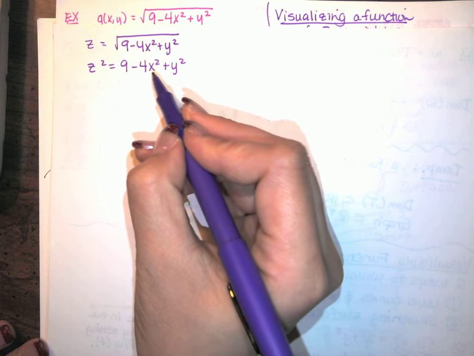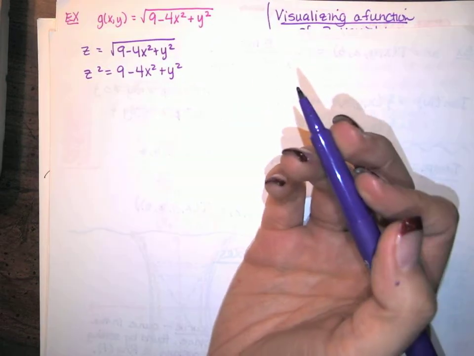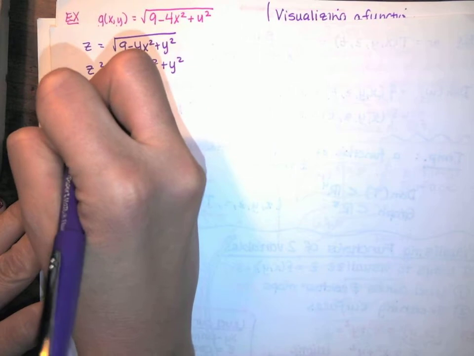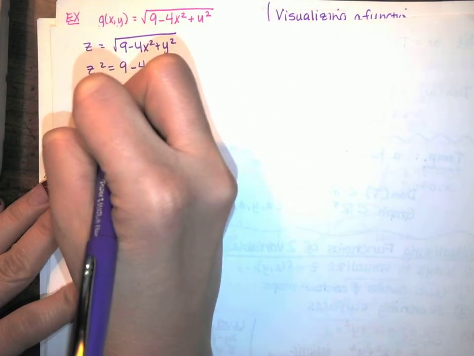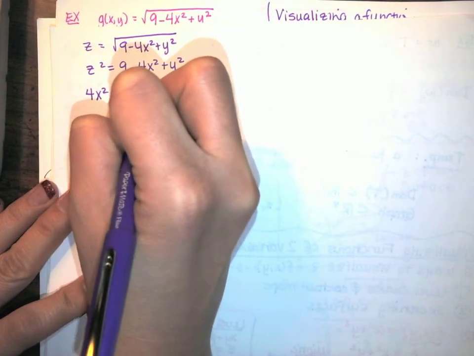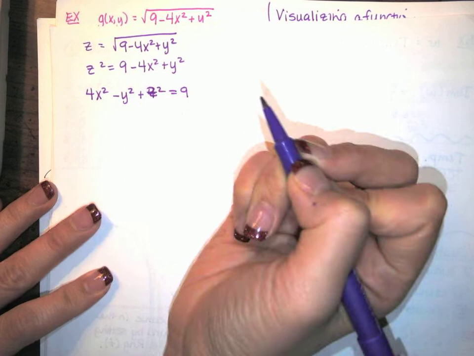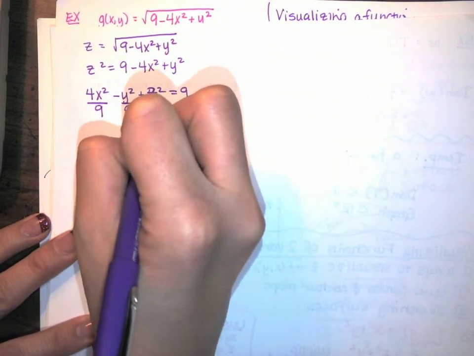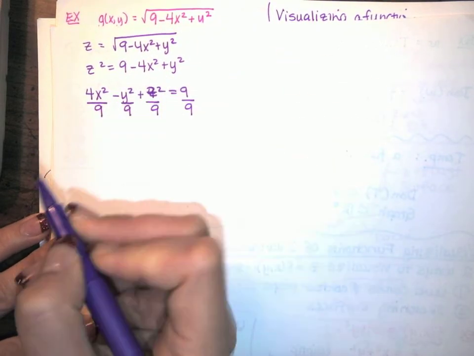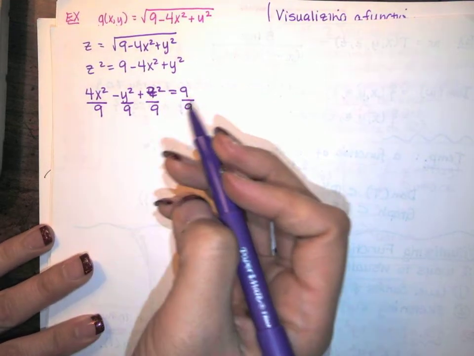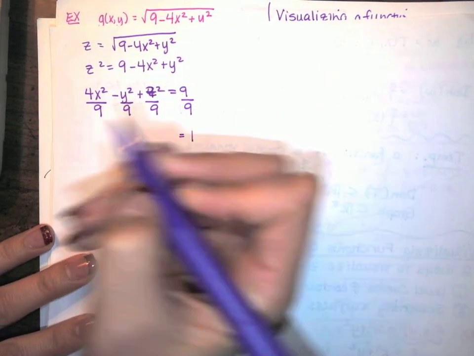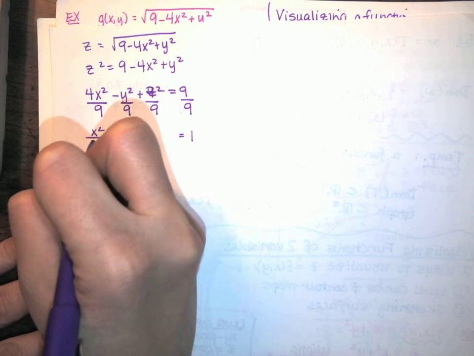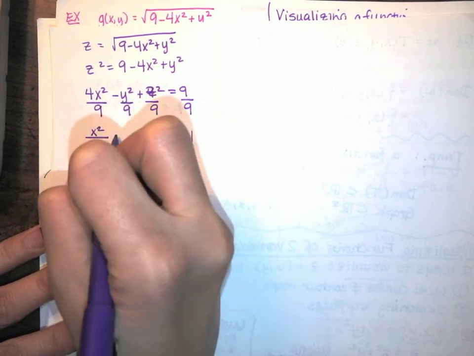And you want to move all the squared terms to one side, because that's how these usually look. Remember our quadric surfaces. So we're going to have 4x squared minus y squared plus z squared equals 9. And then we're going to divide everything by 9. Of course, 9 divided by 9 is 1. Multiplying by 4 over 9, remember that's the same as dividing by 9 over 4.